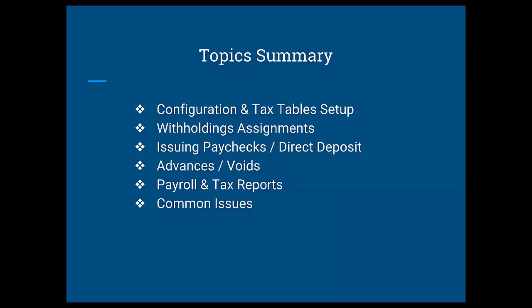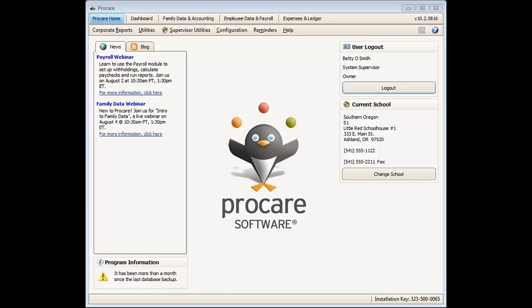Also, we'll discuss looking at how you issue an advance check to an employee, either a standalone check or as part of a payroll check. And if you need to void a check, how you would do that. Then lastly, we'll look at the payroll tax reports and some common issues you may run into in our payroll. So at this point, I'm going to switch over to my Procare, and we'll get started with that.